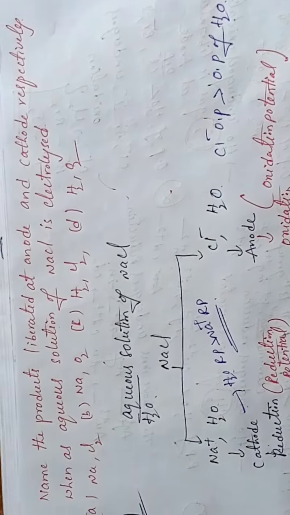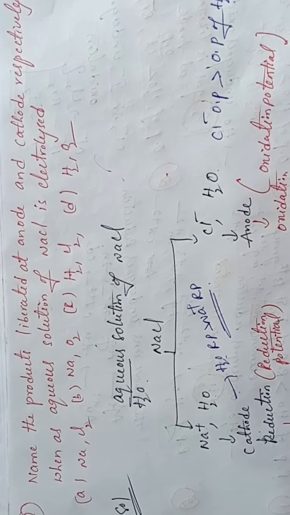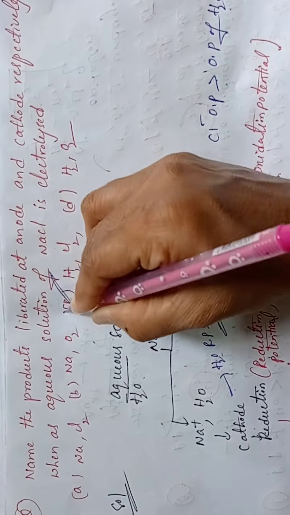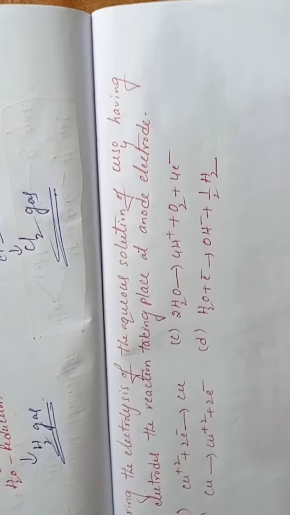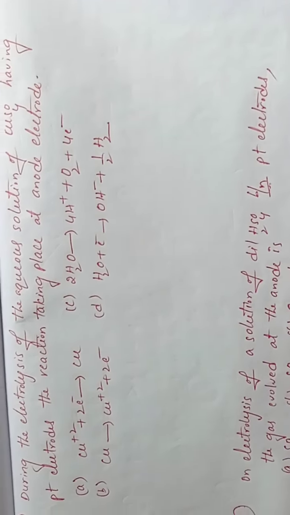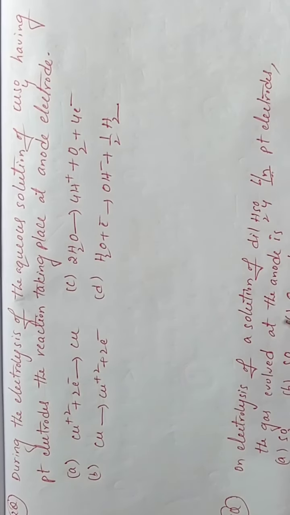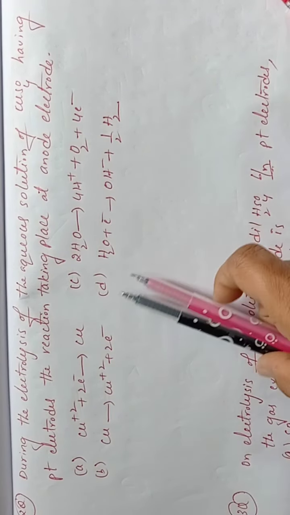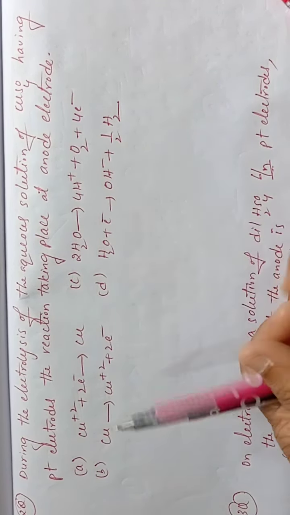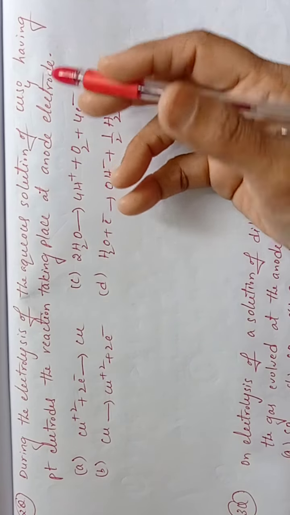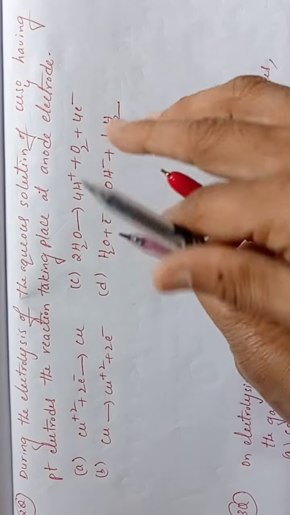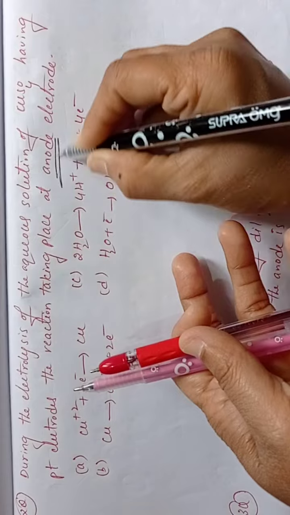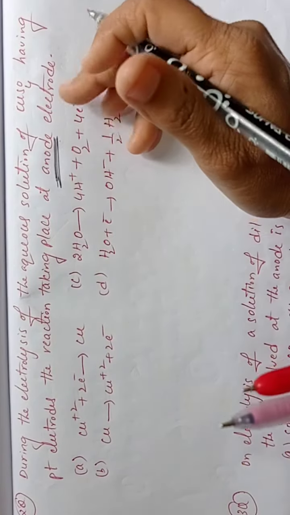Now see the options, students. H2 Cl2 is the correct answer. So this is the correct option. Now coming to the second question, students. What is the second question? During the electrolysis of aqueous solution of copper sulfate having platinum electrodes, the reaction taking place at anode electrode. So here they are asking the question, at the anode what is the reaction taking place?